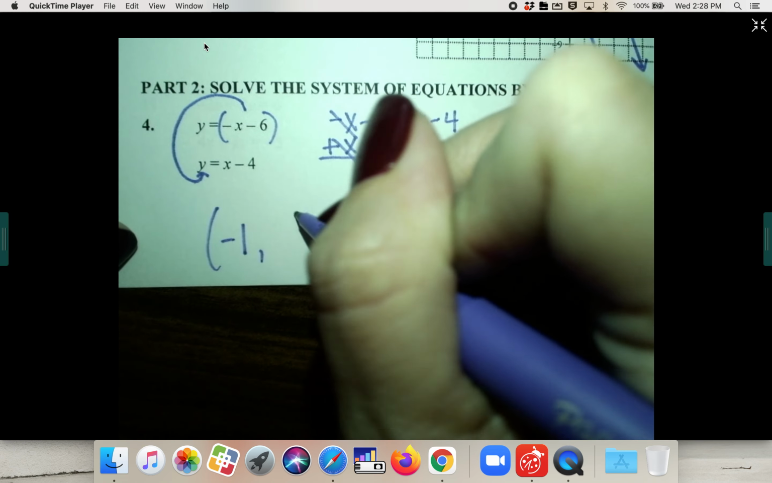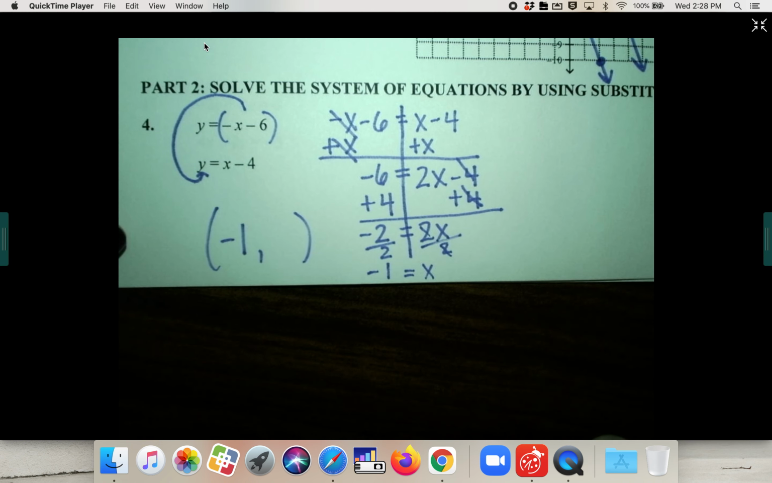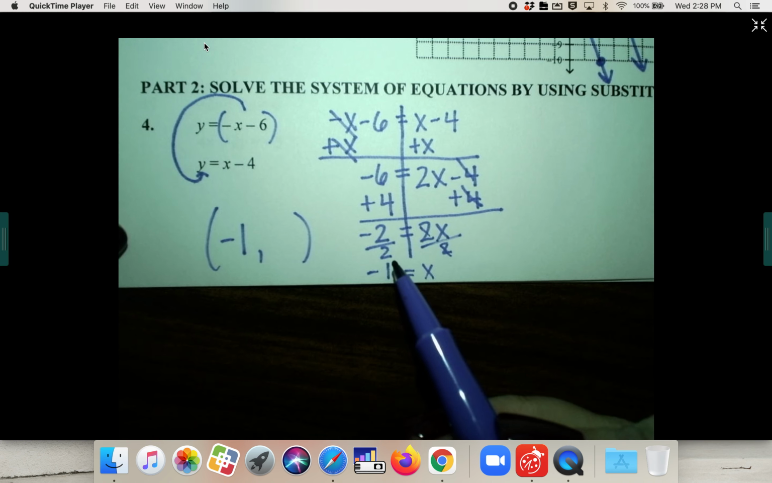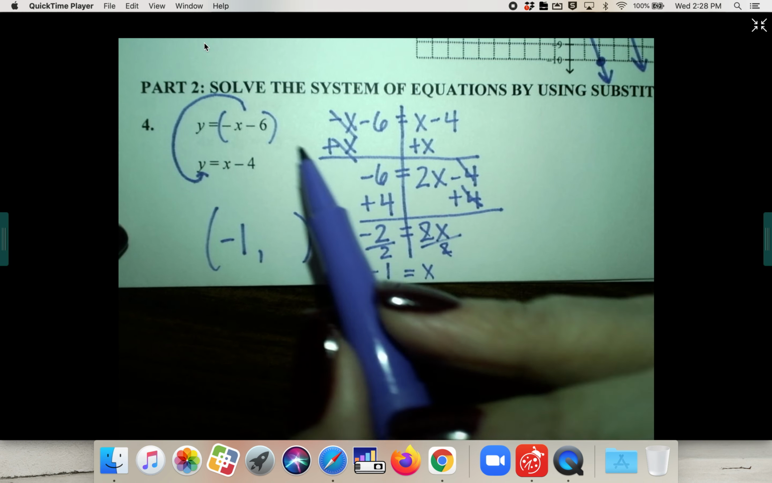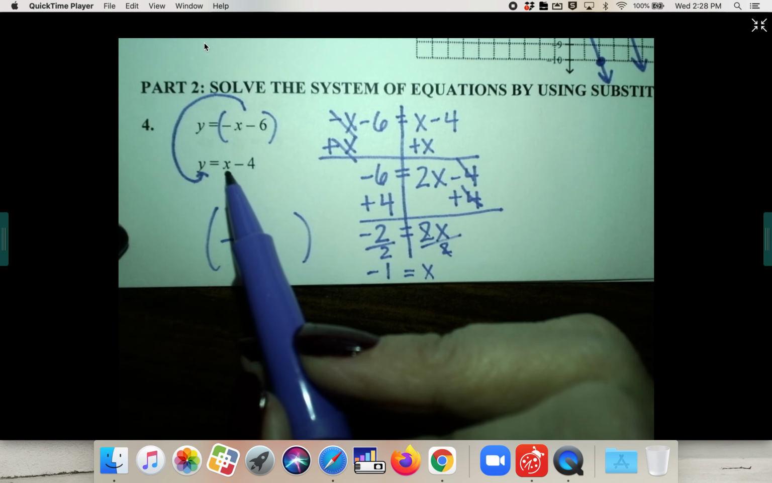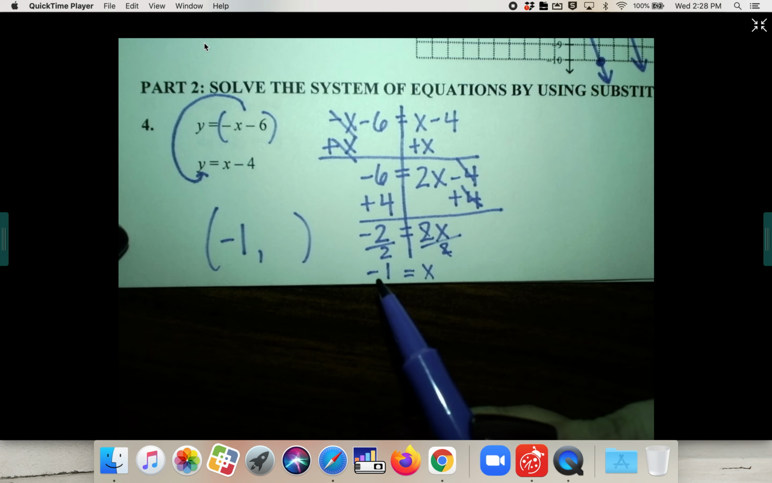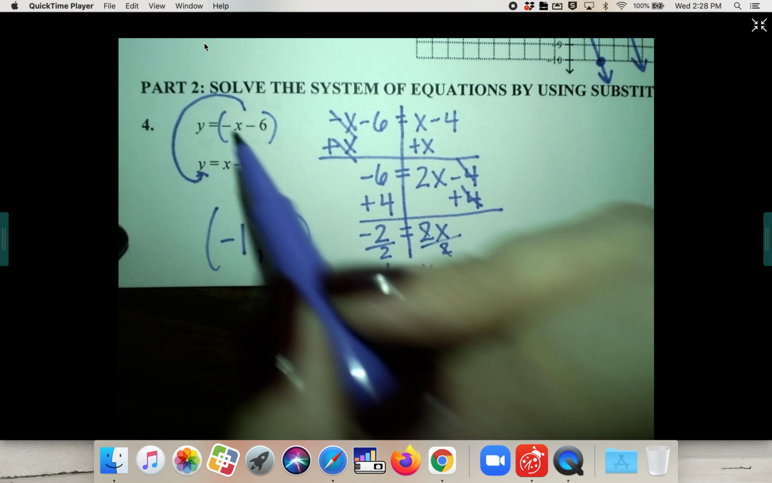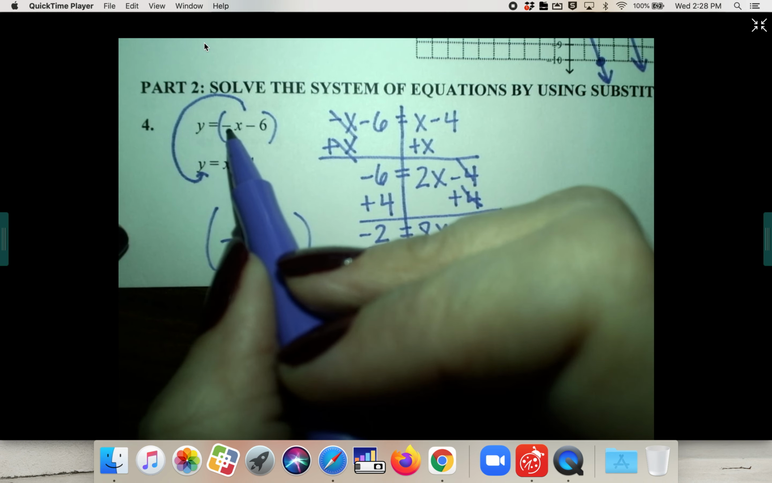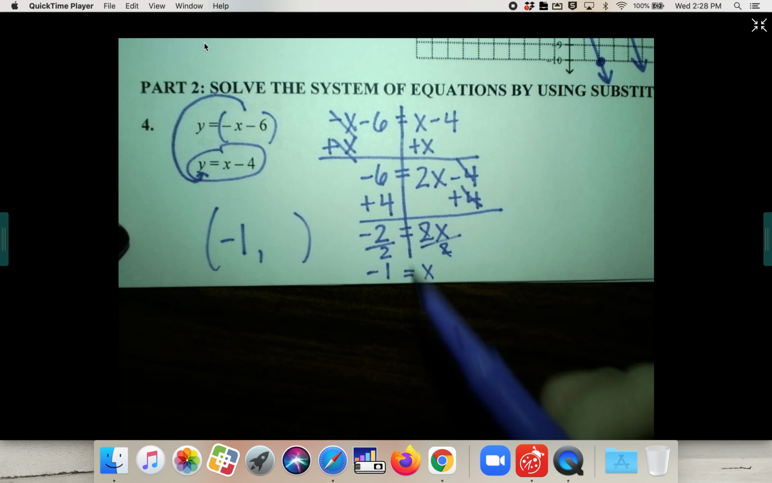Negative 1 is my x coordinate. I need the other coordinate now. I need the y. So you have some options. You can either plug negative 1 in for x in this equation or in this equation, and then once you solve it, you'll have what y equals. I see that it's a negative and there's already a negative here, and that's a little confusing to have a negative negative, and I don't want you to make a simple mistake. So I'm going to choose to plug it into this equation.